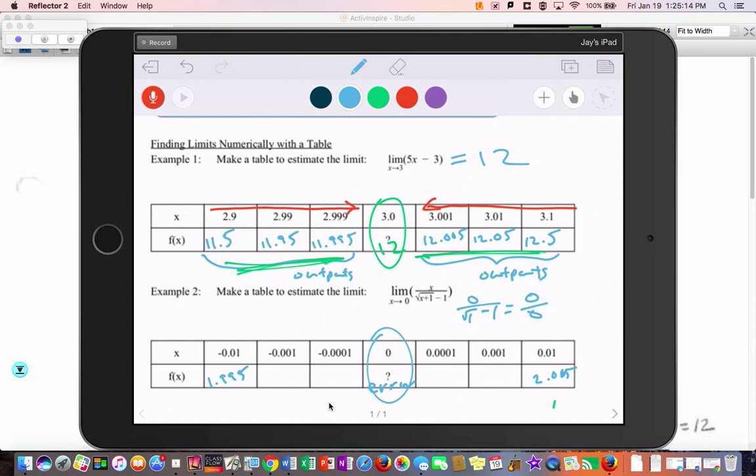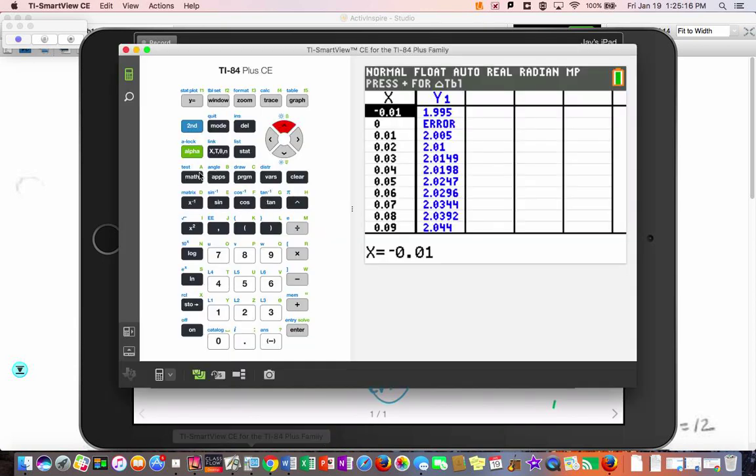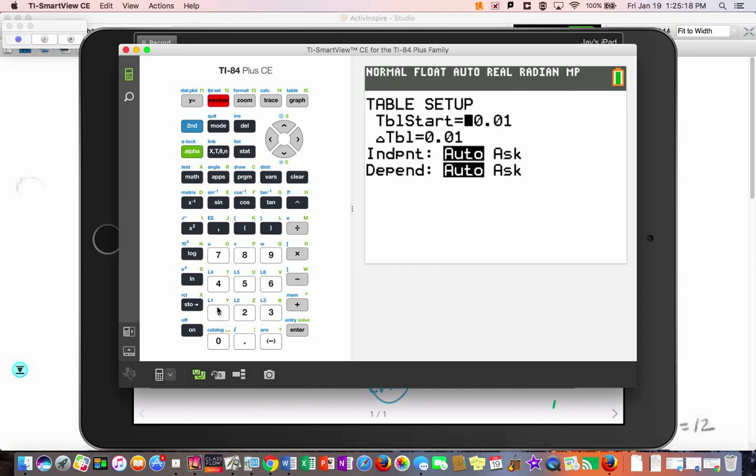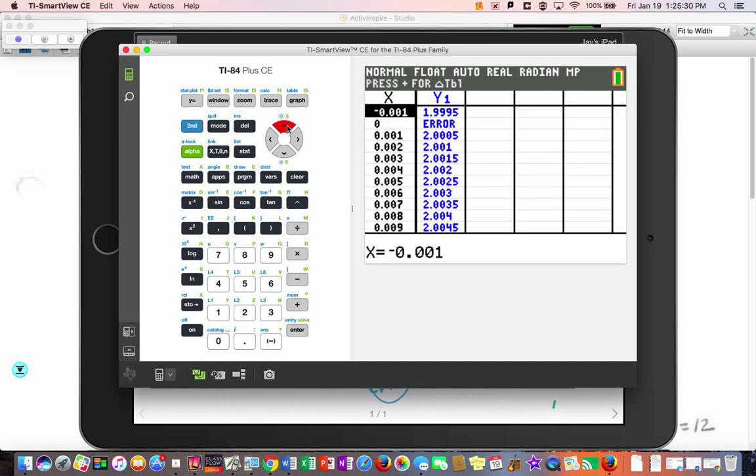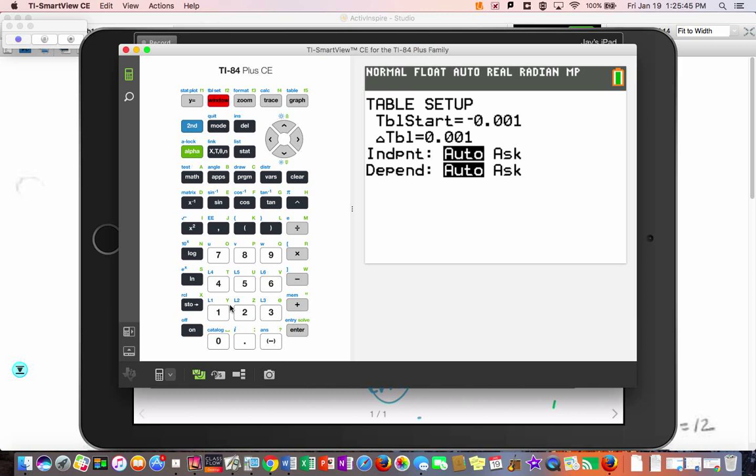And then we can do that again, getting close to 0 by a 1,000th. And again, you'll see the error. And then on the outside, we have 1.9995, so there are 3 nines there, and 2.0005. And then the last one, I just want to show you because that's a little bit different. So get close to 0 by a 10,000th.